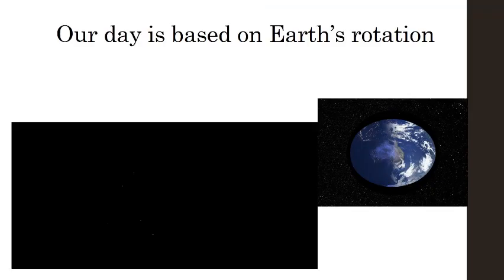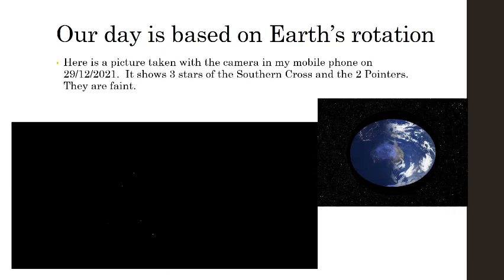Now, our day, as we've seen in the previous video, is based on the Earth's rotation. Here's a picture taken with a camera on my mobile in 2021, and it shows 3 stars of the Southern Cross and 2 pointers. They are very faint, and in the next slide I've enhanced the photo. So here you can see the 3 stars of the Southern Cross, the brightest 3. I'll circle them here. That's 1, 2 and 3. We can't see the others because they're not bright enough to show up in this photo.